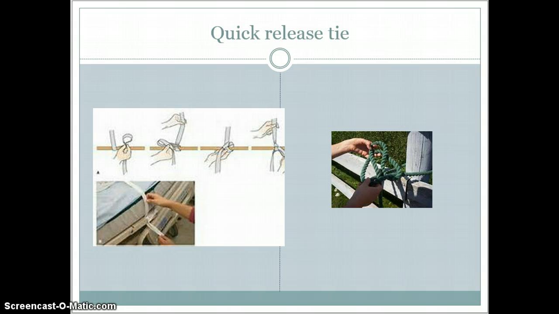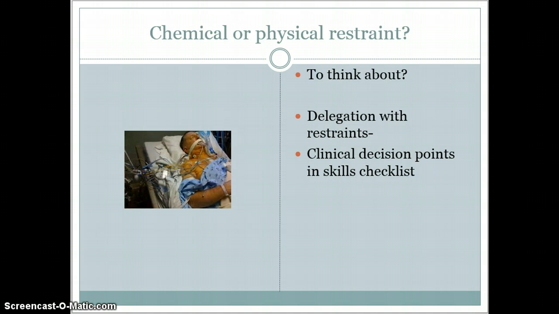The picture on the right is just a kid in 4-H that probably learned how to do the quick release tie for the judge when he took his bucket bottle calf up to the county fair, and that's exactly the same type of tie that we use in healthcare. So if you were in 4-H, you might know how to do it already.